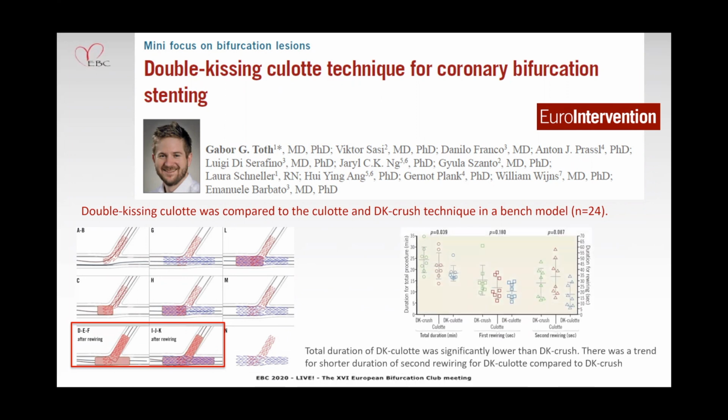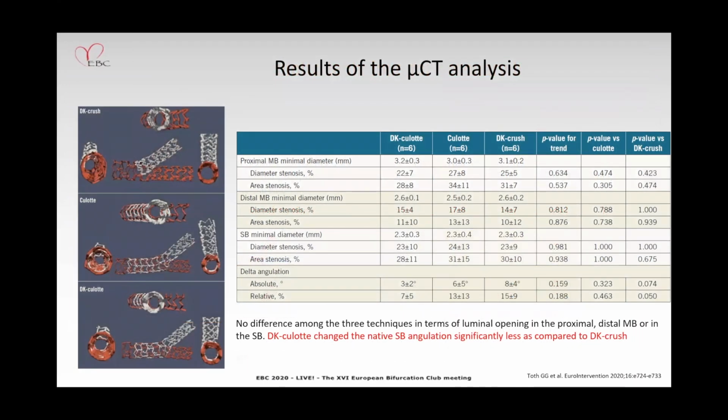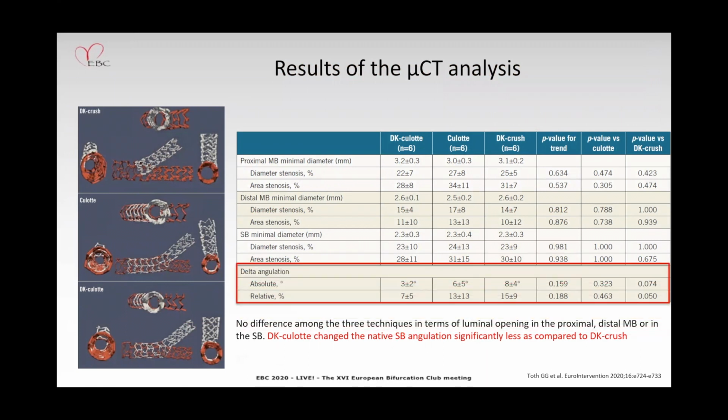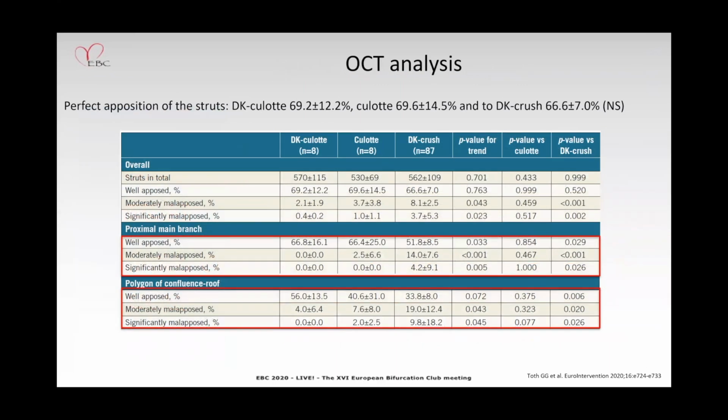So what they found was that the duration of DK culotte was significantly lower as compared to DK crush technique. On the micro CT analysis, they found that the DK culotte changed the side branch angulation significantly less as compared to DK crush. And also they found on the OCT analysis some signal of improvement in terms of better strut apposition, at least in some parts of the bifurcation, like the proximal main branch or the roof of the polygon of confluence.